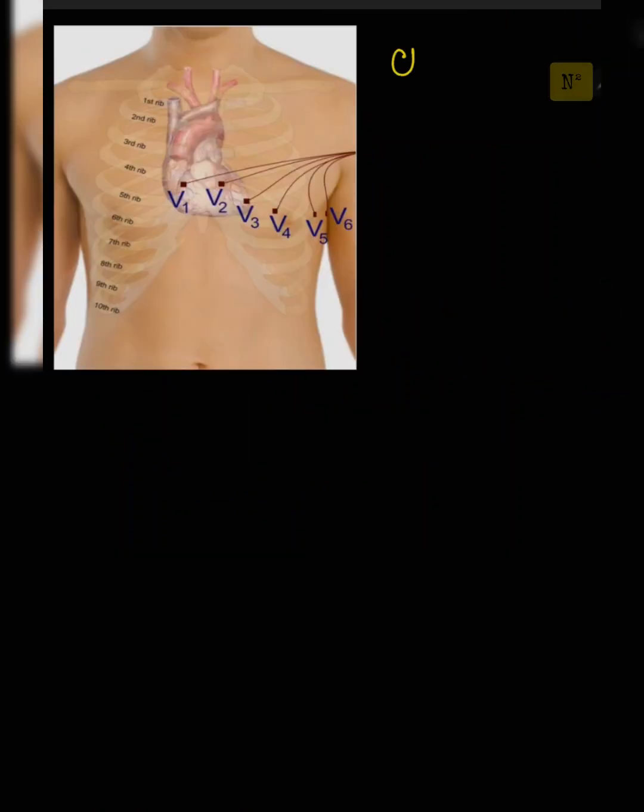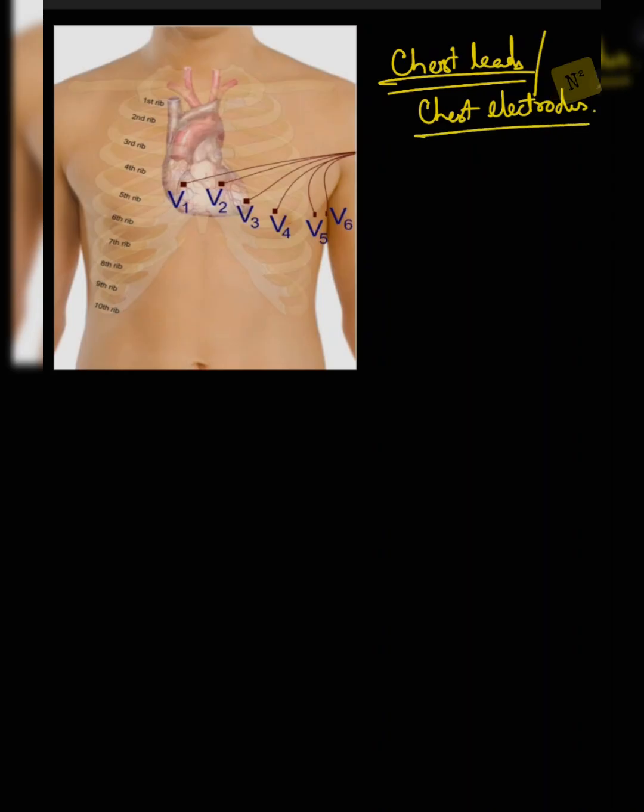Now let's learn about the placement of the chest leads. Okay, chest leads, or in this case it's a unipolar lead, so we can also call those leads the chest electrodes. Okay, so now what happens in this cup shaped, you might have seen the patient who are undergoing that ECG examination.